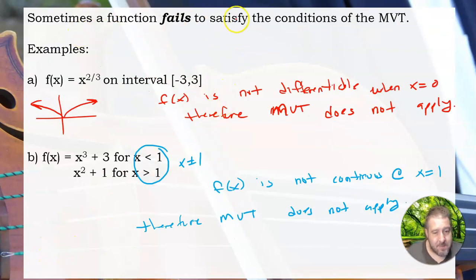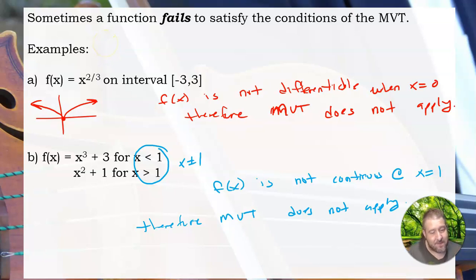All right, sometimes MVT cannot be applied, and those are actually kind of the easiest questions because all you have to do is state why it cannot be applied. So in this case, we have x to the 2/3 power. You know, anything to a fractional power is going to give you these cusps. So anytime you have a cusp, therefore, it is not differentiable at 0.